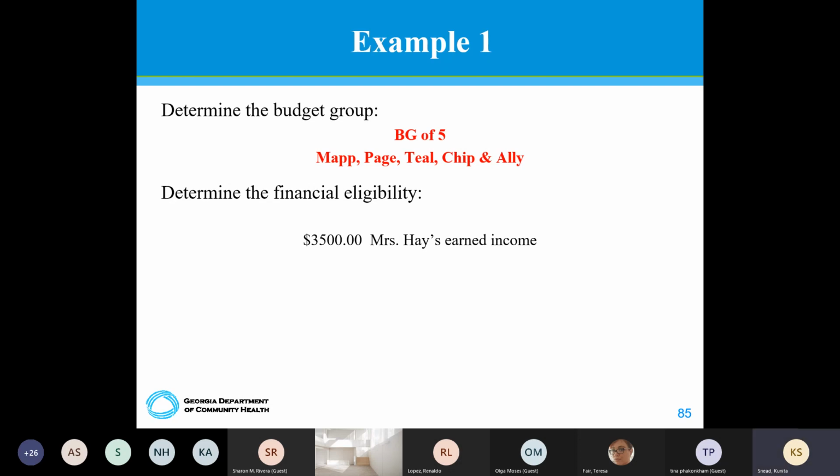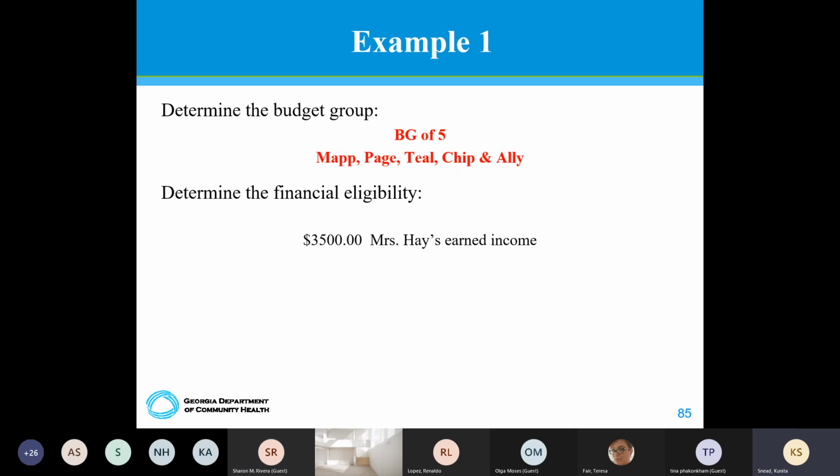And he's applying for everybody. So the first A category we're going to look at is parent caretaker. We have a budget group of 5. Can anybody tell me what is the income limit for a budget group of 5 for parent caretaker? $752. That is correct, $752. Their income is $3,500. So are they eligible for parent caretaker? Even if we take the 5% off, are they eligible for parent caretaker? No.